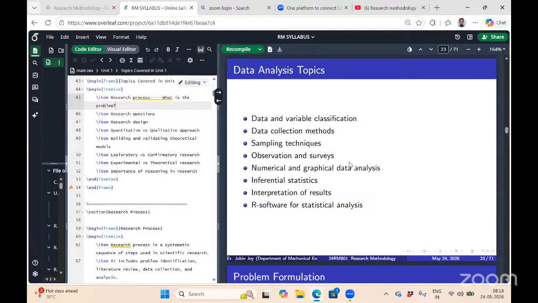R software for statistical analysis. R is a software that is used in statistical analysis and for data visualization. By utilizing this R software, we can generate graphs, hypothesis testing, regression analysis, data cleaning, etc.